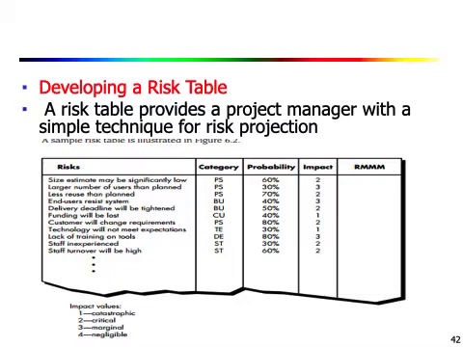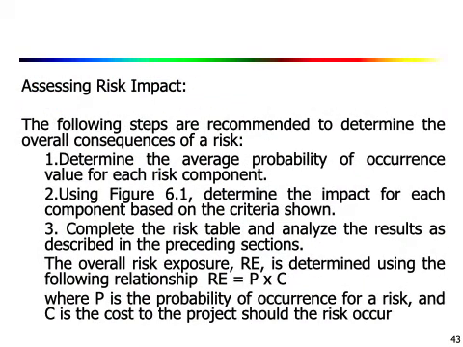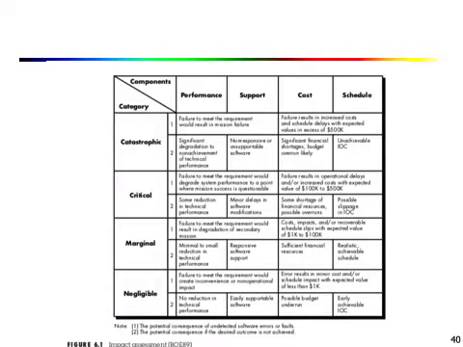Now, how is this risk impact assessed? The following steps are recommended to determine the overall consequences of a risk, or the overall impact of a risk. First step is to determine the average probability of occurrence value for each risk component. Then second, you have to determine the impact for each component based on the criteria shown in figure 6.1. Figure 6.1 means this figure.